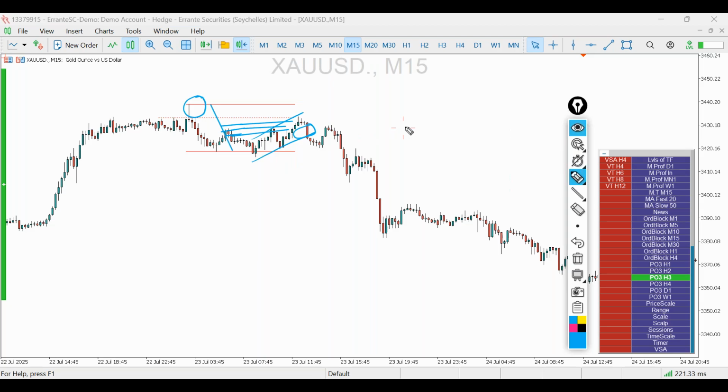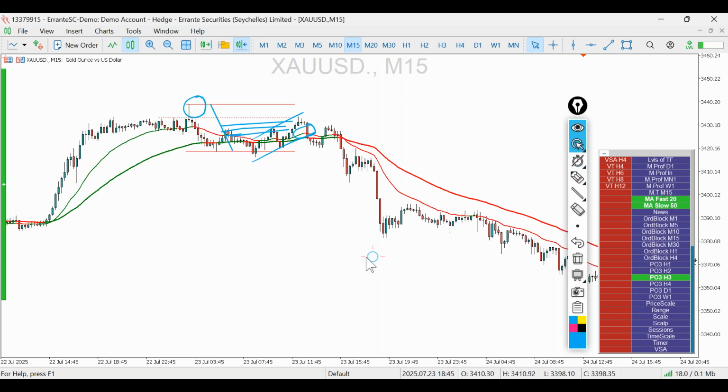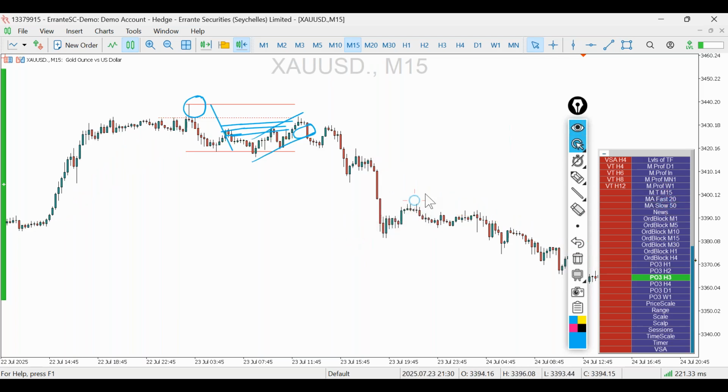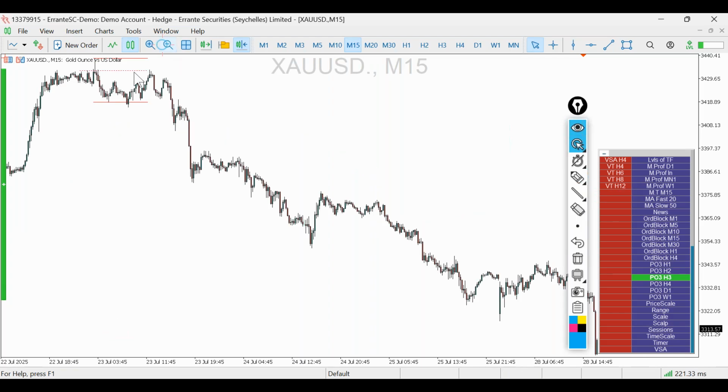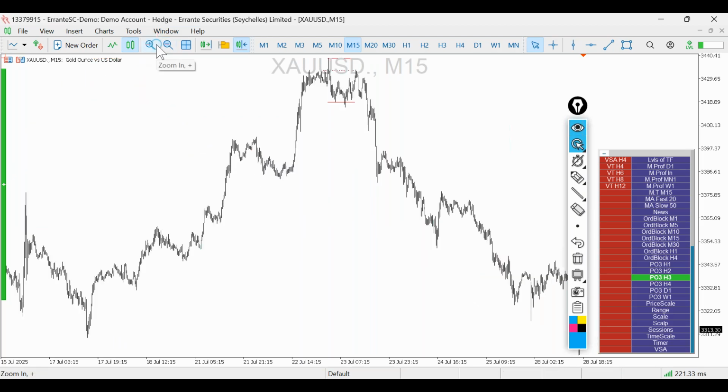M15 is a very prominent time frame for your daily usage. If not that, you can even go for your 20 and 50 period moving average, and you can see the crossover. Simple as that. And now let me take you to a few other examples as well. Let's see on gold further.